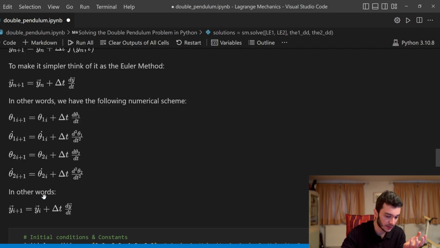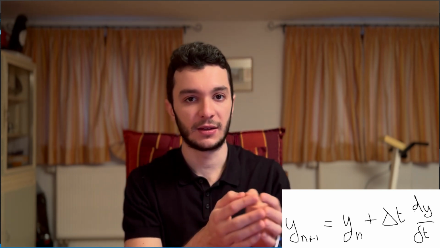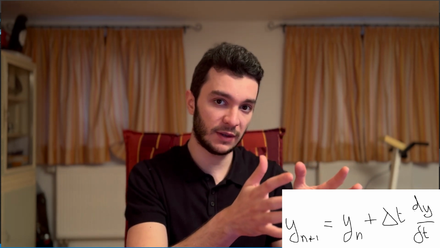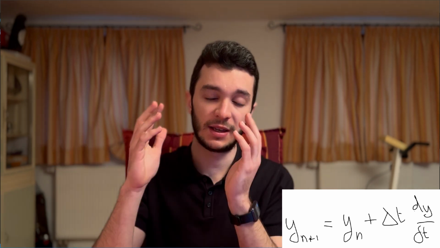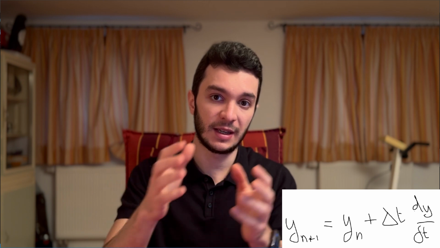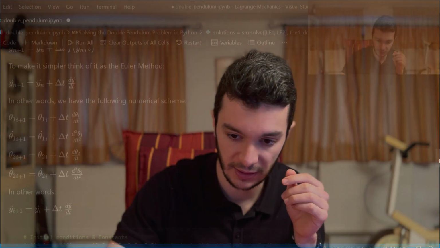So in other words, we have a vector y1 that we are searching for. We get it by taking our previous y1 vector and adding a quantity, which is a time interval dt, times the derivative of that vector y. So this is right here.